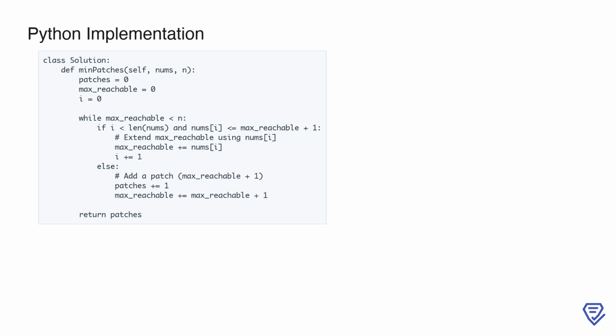If the current number in the array is too large, or if we've exhausted the array, we add a patch. The patch is chosen as max_reachable plus 1, which is the smallest number that can extend the range of reachable sums. We increment patches and update max_reachable accordingly. This approach ensures that we efficiently cover the range, 1 to n, while minimizing the number of patches.